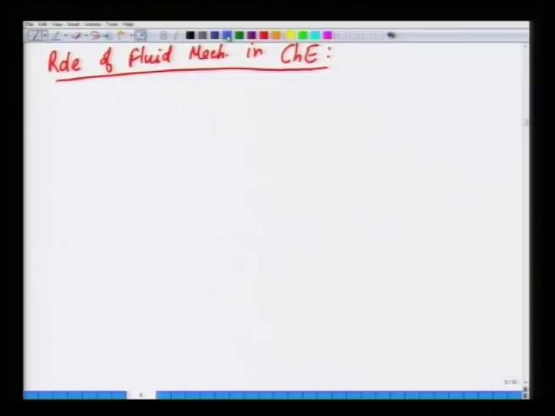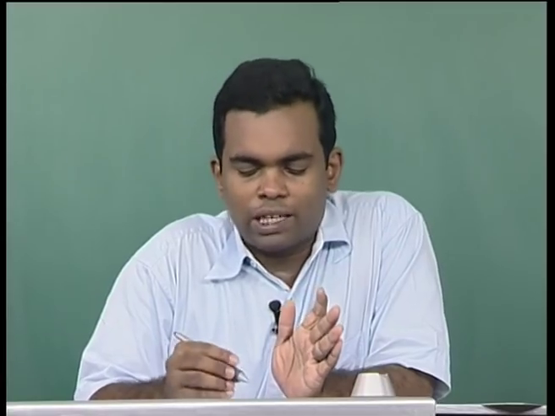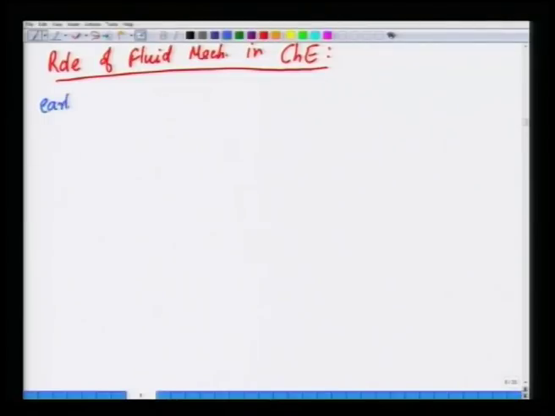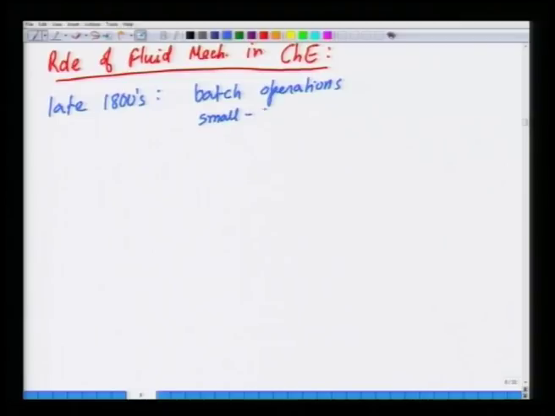Okay. So, to this end, it is useful to first go into some historical aspect of how chemical engineering evolved. Until the rather late 1800s, chemical engineering or chemical industries focused only on small scale batch operations. Okay. So, it is small scale batch operation.